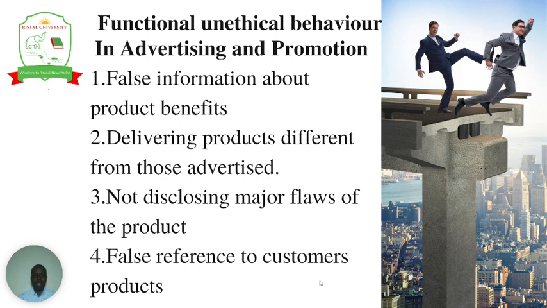And number three is not disclosing major flaws of the product. Sometimes companies are manufacturing defective products, for example, electronics. But because they have invested money in the production, they decide, now it is defective, but let us release it to the market without minding what the customers are going to say. So that's why you see, once you use some of these electronics, in a few months or in a few weeks, they break down, maybe because of a flaw that was not communicated early in advance.